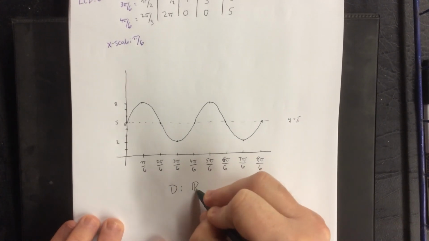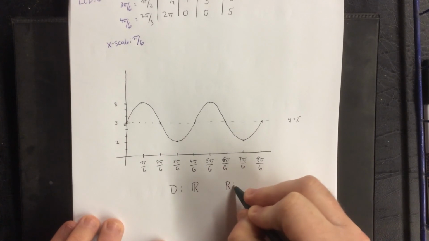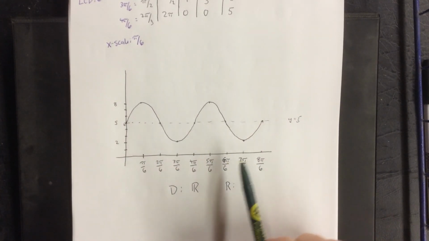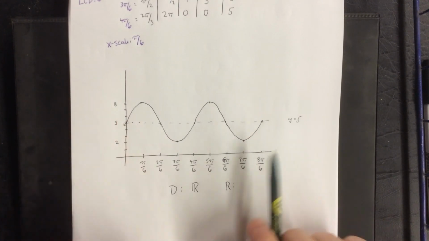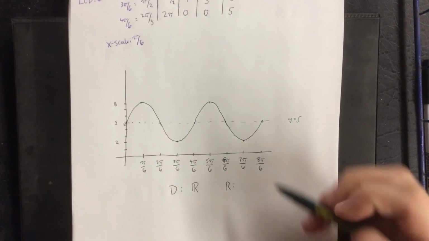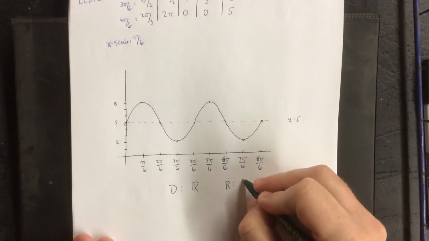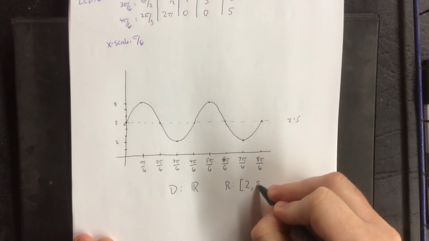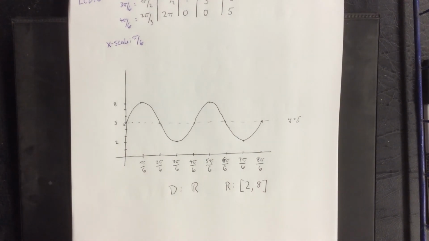So as an added bonus on these problems, let's determine the domain and the range. We've only drawn 2 cycles, but we know that this thing will extend infinitely in the left and right directions. For the range, the lowest value that I see is 2, and the highest value that I see in the y direction is 8. So the range on this bad boy is going to be from 2 to 8.